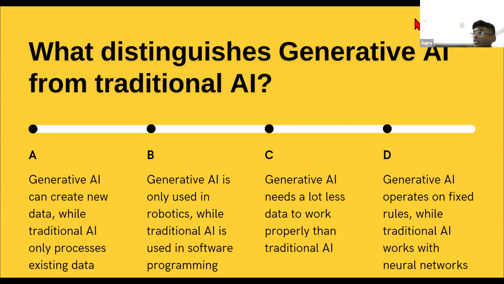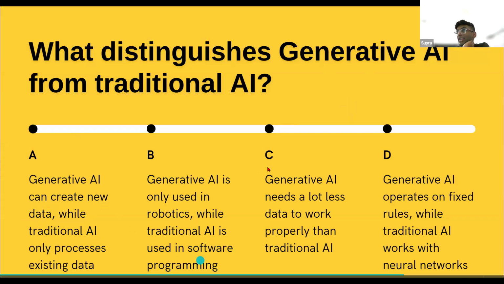So what distinguishes generative AI from traditional AI? If you don't remember, earlier we talked about the difference: generative AI can create new data. It's meant for creating new data, that's its sole purpose pretty much, while traditional AI only processes existing data. Answer choice B says generative AI is only used in robotics, which is completely false because people even use ChatGPT when cooking and stuff, while traditional AI is used in software programming. If you chose this as your answer, which thankfully nobody did, I don't know where you got this from.